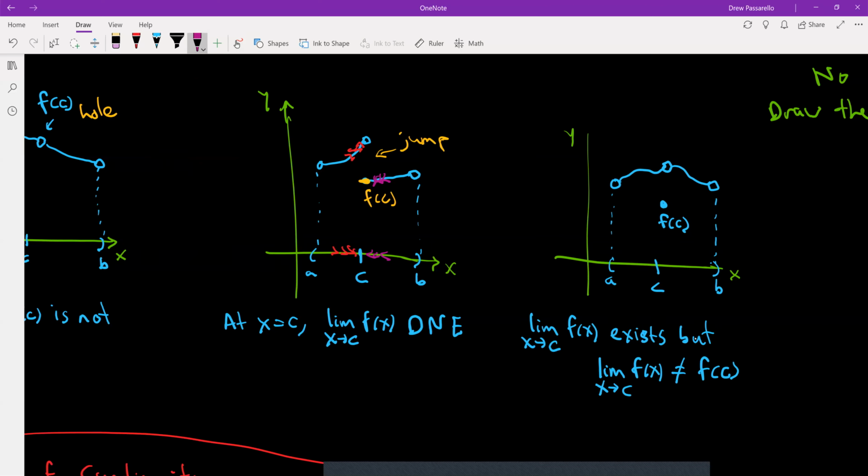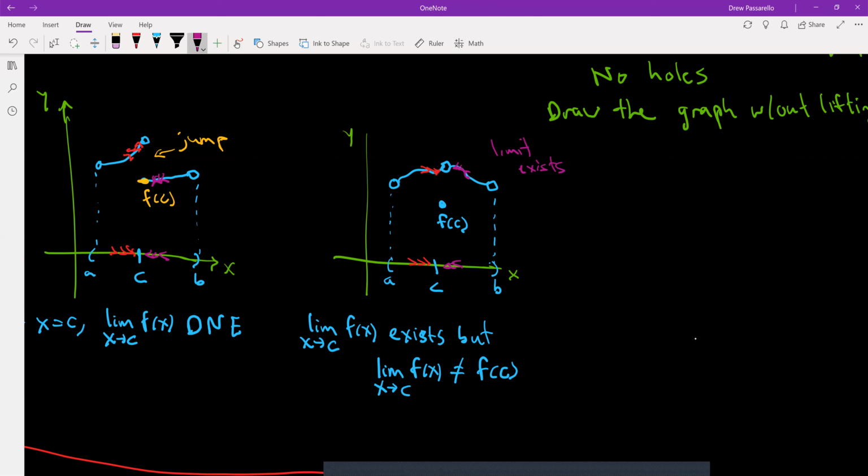And then here's a third case of a function that's not continuous, but the limit does exist. So as x approaches c from the left, the graph gets closer and closer to that hole. As I'm approaching c from the right, the graph gets closer and closer to that hole. So the limit exists, but it's still not continuous because there's a hole in the graph where the limit is.